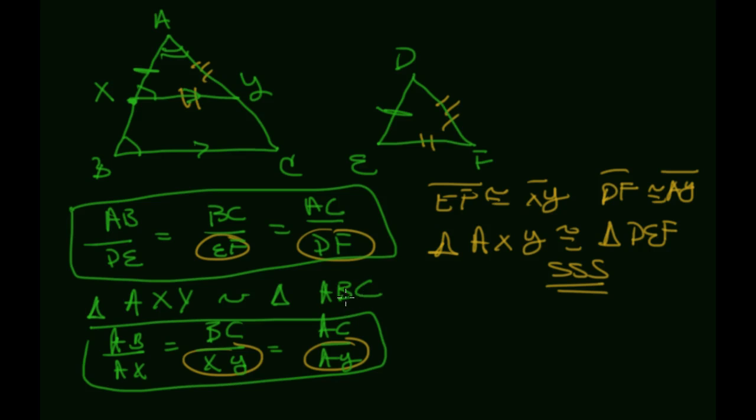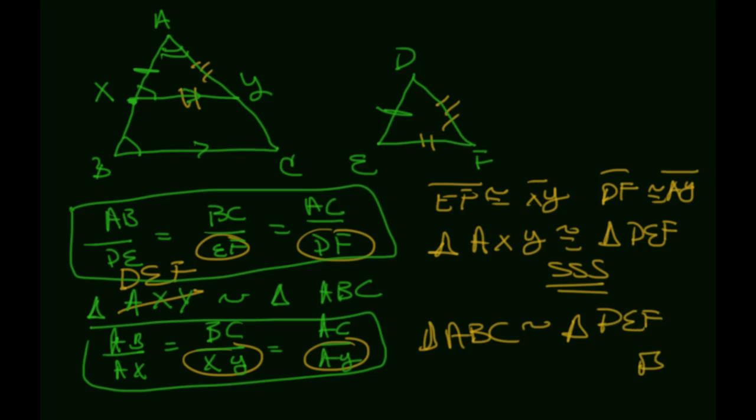So I just strike out the AXY, I put in a DEF, and now I have triangle ABC similar, not congruent, similar to triangle DEF, and voila, I have proven the SSS similarity theorem. Again, there is a much more formal proof of this in the notes. I leave that to your leisure, and we will be working this next class.